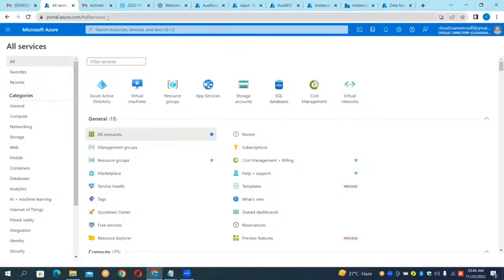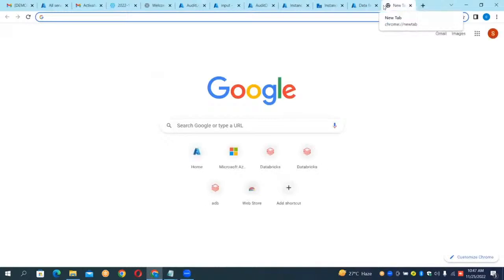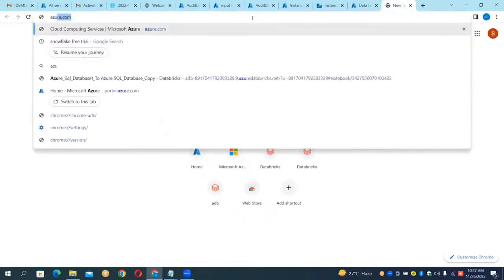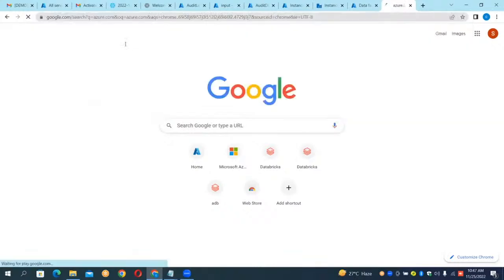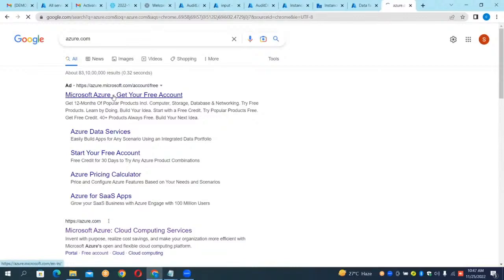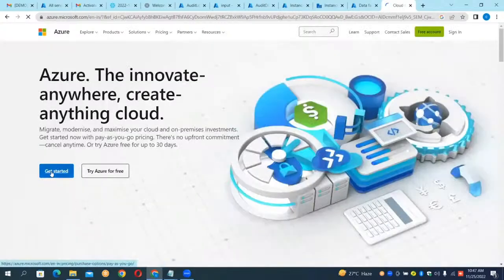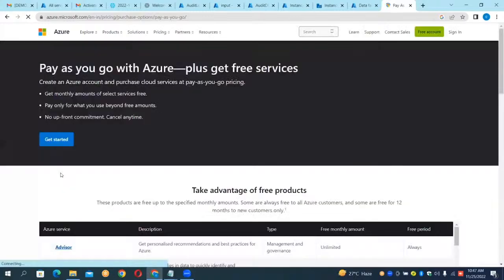Now, how to log into this portal, guys? I will tell you one more way. First of all, use azure.com. Once you use azure.com, get your free account. Click on Try Azure for free, or getting started. You can select getting started. Can you see here?